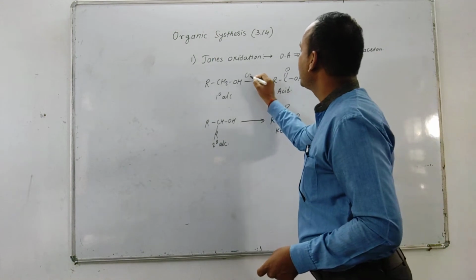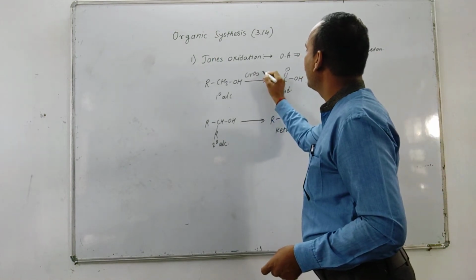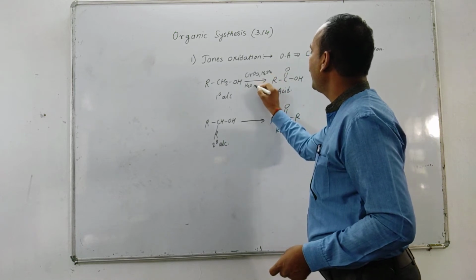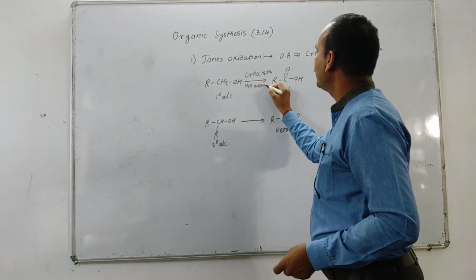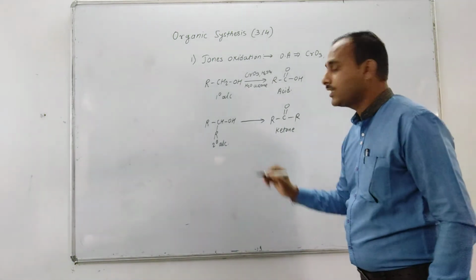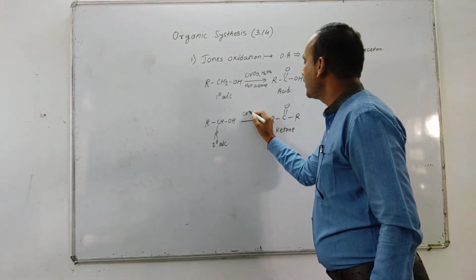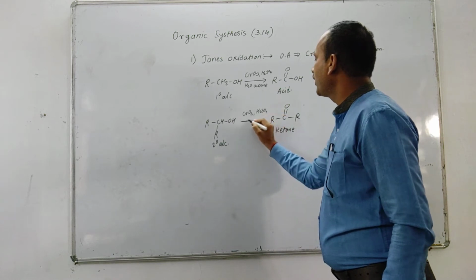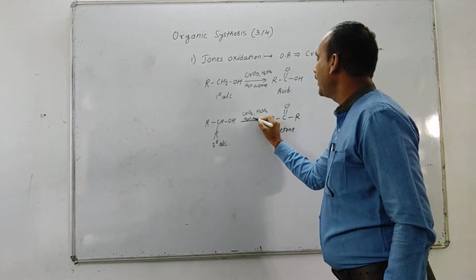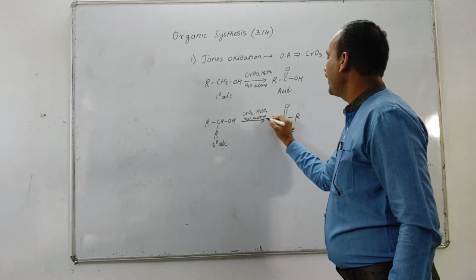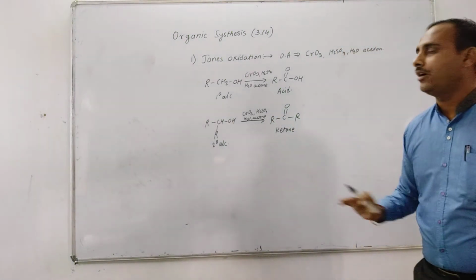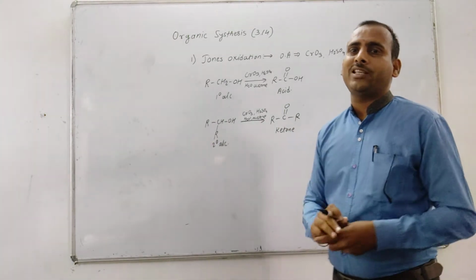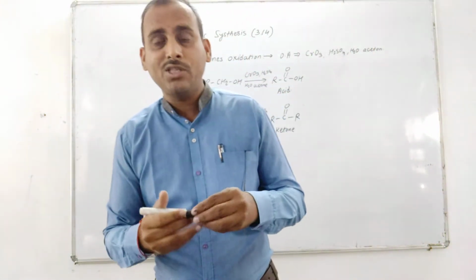So here CrO3, H2SO4, water and acetone gives carboxylic acid. Here also the same reagent, CrO3, H2SO4, water and acetone, again we get the ketone. By oxidation of secondary alcohol we get the ketone. Now let's see the mechanism of the reactions.